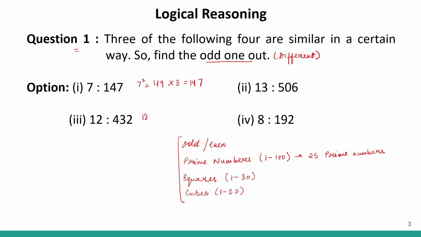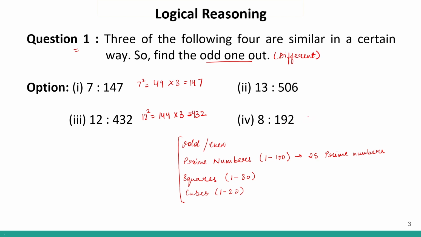Similarly, if I look over here, 12 and 432. 12 square is 144. And if I multiply it by 3, 4 into 3 is 12, so 1 will be carried. 4 into 3 again is 12 plus 1, 13. 1 will be carried. And 3 into 1 is 3 plus 1, 4. So 144 into 3 gives me 432. Correct?